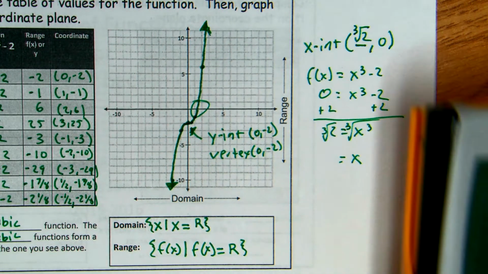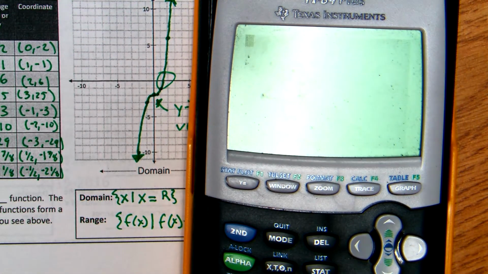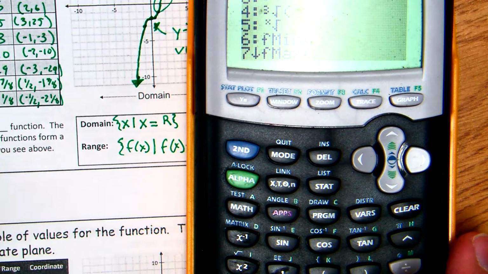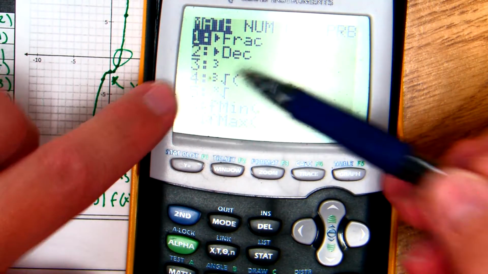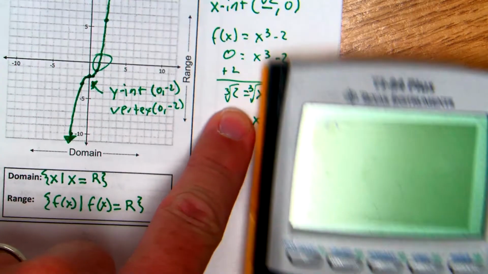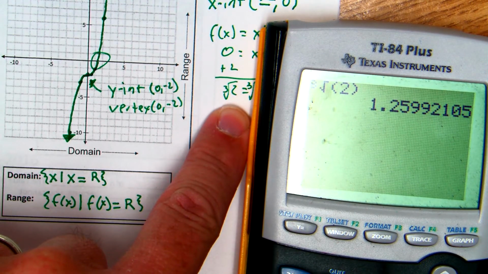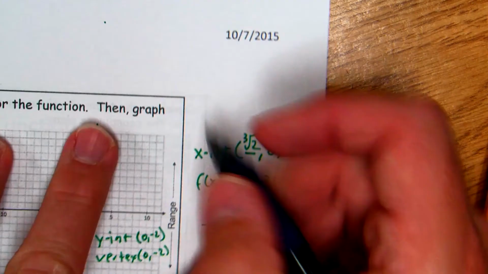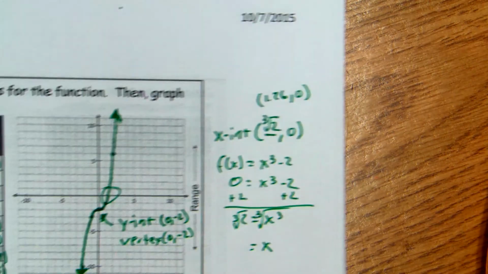If you have a graphing calculator, you actually do have a cube root function on your graphing calculator. If you go into the math menu, you can see you have lots of different options here. One of those, choice 4, is the cube root. So I can take that, type in cube root of 2. I could type in a 2 and close my parentheses, and it will actually give me an estimate of that decimal value, 1.26 comma 0. So your x-intercept would be 1.26-ish comma 0.